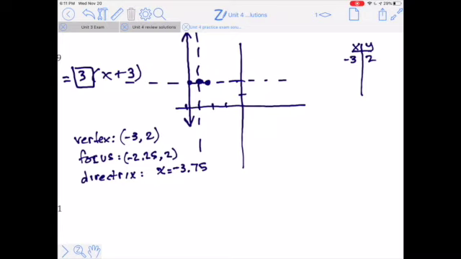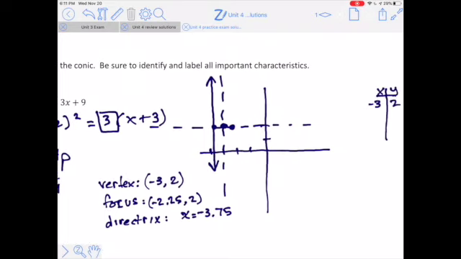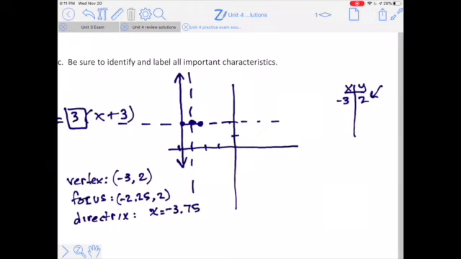I know typically when we're choosing values to plot, we would choose x values, and you can still do that. I'd recommend, though, that we don't choose x values, that we choose y values in this particular case, because if we choose x values, we're going to end up having to take a square root or solve a quadratic equation, which we may not want to do. So I'm going to choose some y values close to this y value here. So y equals 1, maybe.